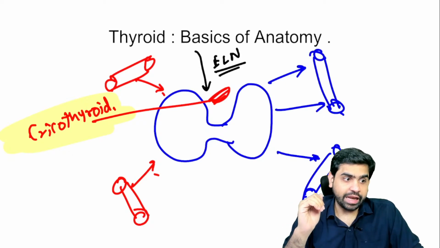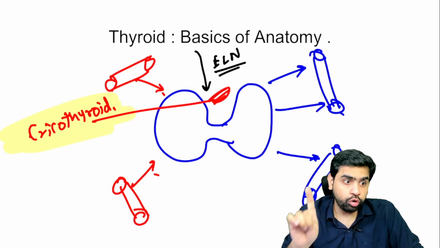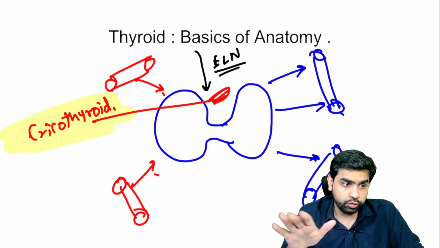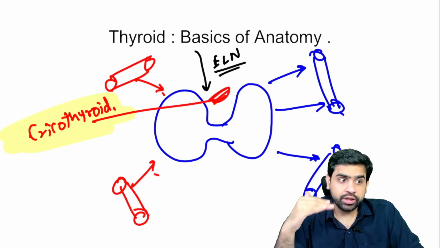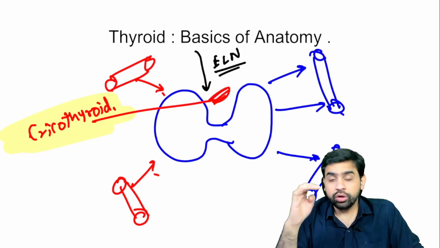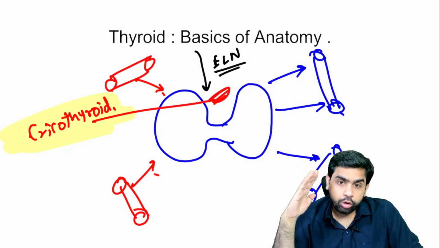This is the only tensor of the vocal cords, and if there is injury to this external laryngeal nerve, what is going to happen? The pitch of the voice is going to go down. Do not mark it as hoarseness of the voice, guys. Please do not mark it as hoarseness of the voice. If there is an injury to the cricothyroid, it leads to loss of the pitch of the voice.